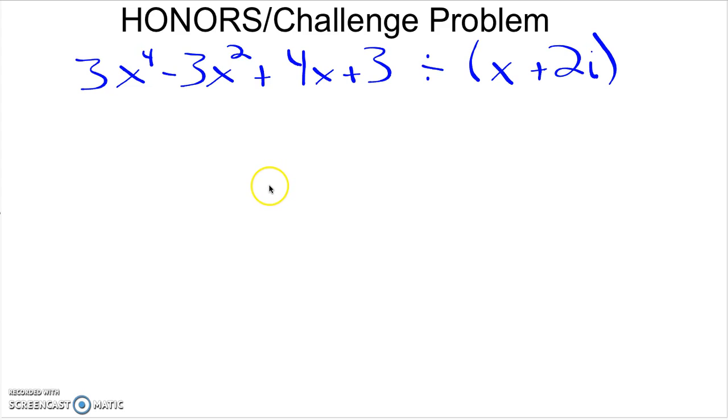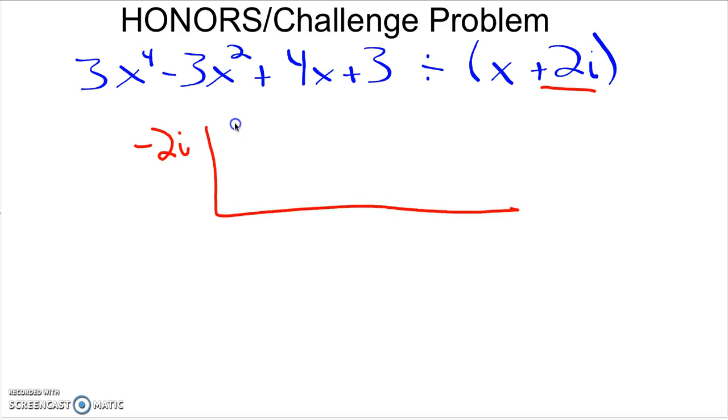This next problem is for our honors students, or a challenge problem for students in the other classes. In this case, you'll notice that we have an imaginary number here, and this is really going to work the same way. So if you're in the regular class and the challenge problem is overwhelming to you, go ahead and fast forward on to the summary. For everyone else, let's set this up the same way we have everything. We use the opposite here outside the L, so -2i.